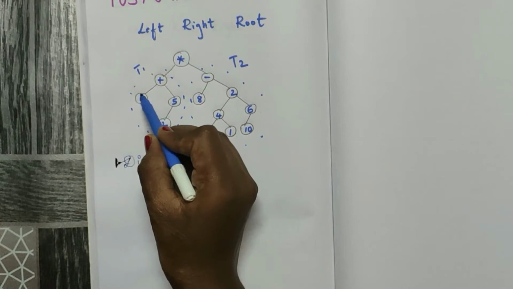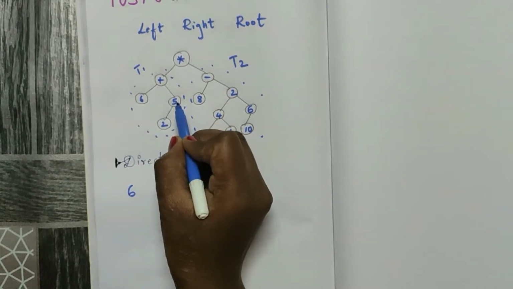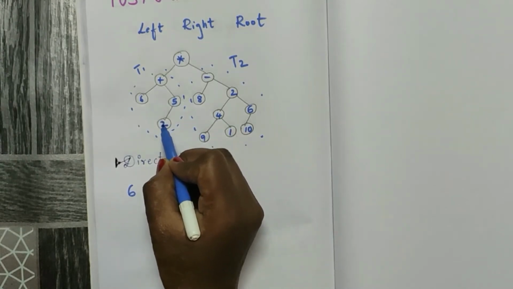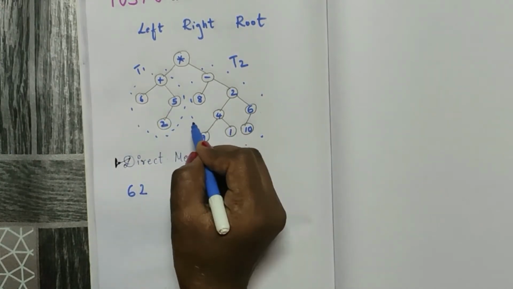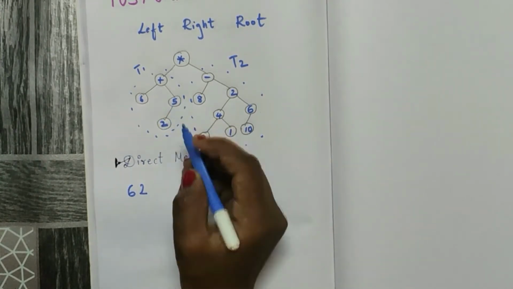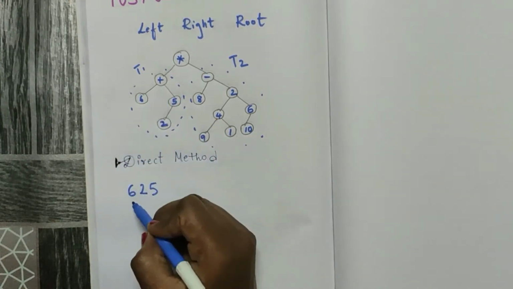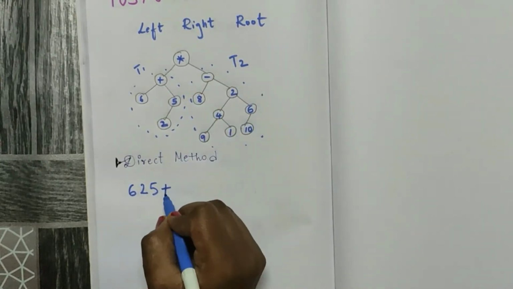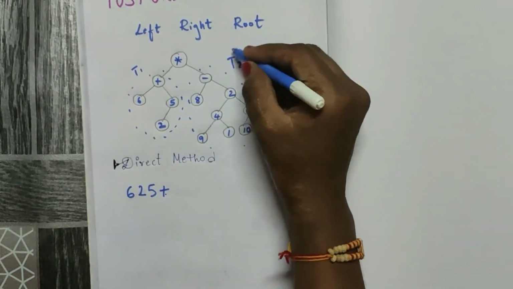So left here is 6, so 6 will come down, that is your right side. Now if you see, right has one child, so that is again your left, so your left will come down. Then comes right, it does not have anything, then the root, so the root will be written here. Again left is already done, right done, now the root, so plus. So this part is done. Now we'll move to the T2 side.